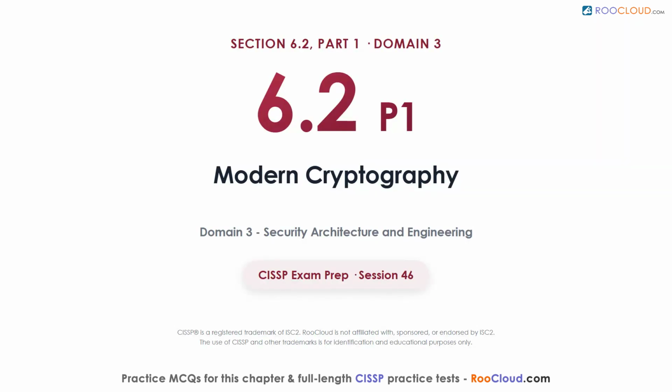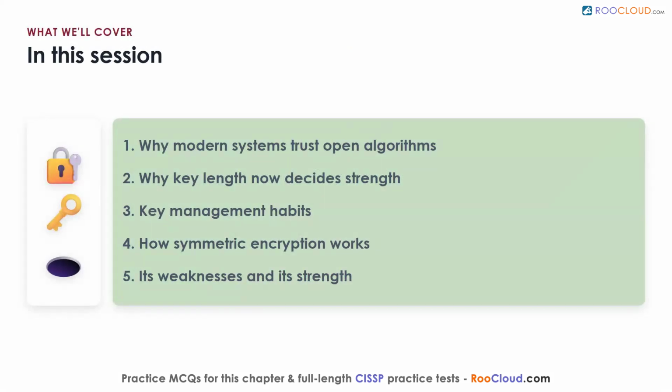Welcome to Section 6.2, Part 1. This is the 46th session of the CISSP Exam Prep series. Now we move from classic ciphers into the modern systems you actually deploy. In this session, we'll examine how modern cryptography works, and we'll answer several questions.